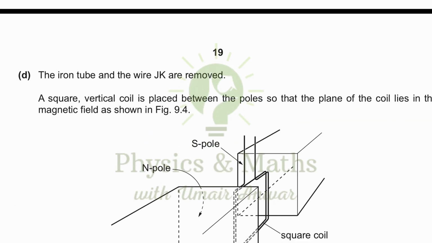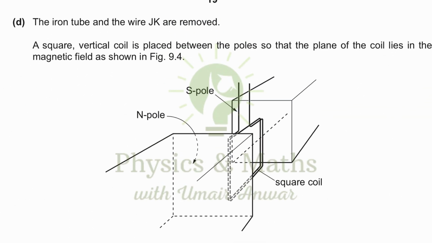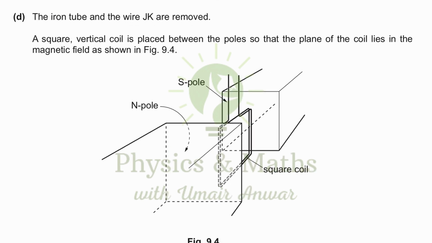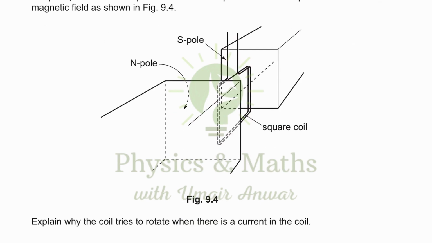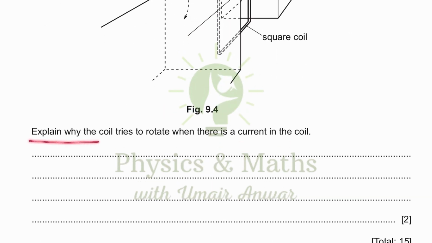The next part says the iron tube and the wire are removed. A square vertical coil is placed between the poles, so that the plane of the coil lies in the magnetic field, as shown in figure 9.4. So this is the coil now, and north pole, south pole. Now the square coil is placed in the magnetic field. Explain why the coil tries to rotate when there is a current in the coil.